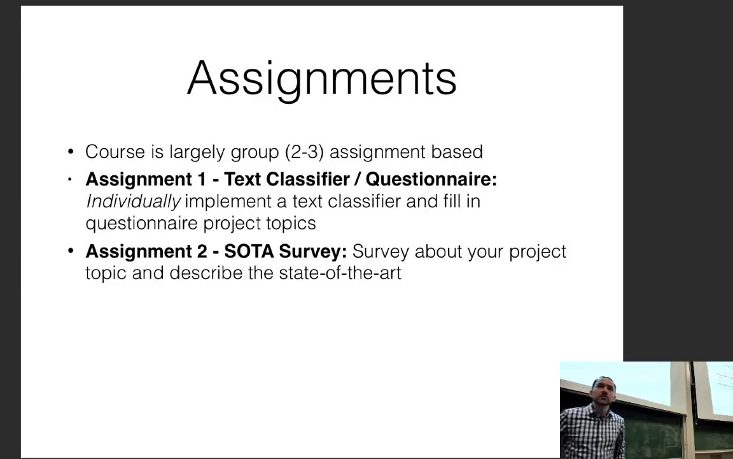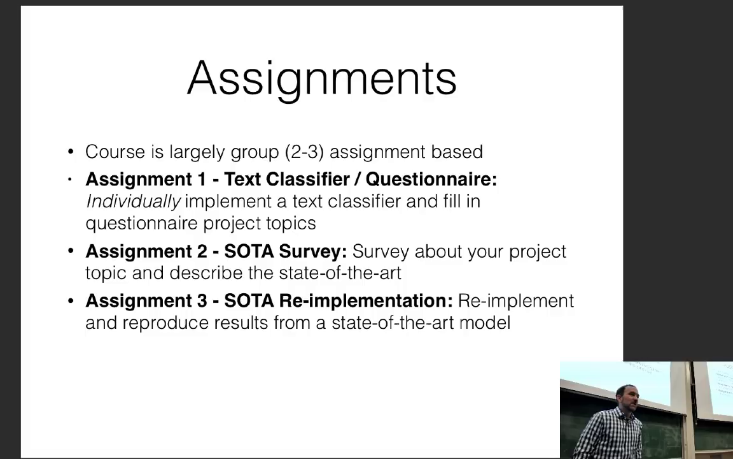Then for assignment 2, the final assignment will be a project. So for the second assignment, we're going to have people do a survey of the state of the art in the particular task that you want to handle. And this will just be, explain the existing methods and what you think their advantages and disadvantages are and how you'd like to improve them.